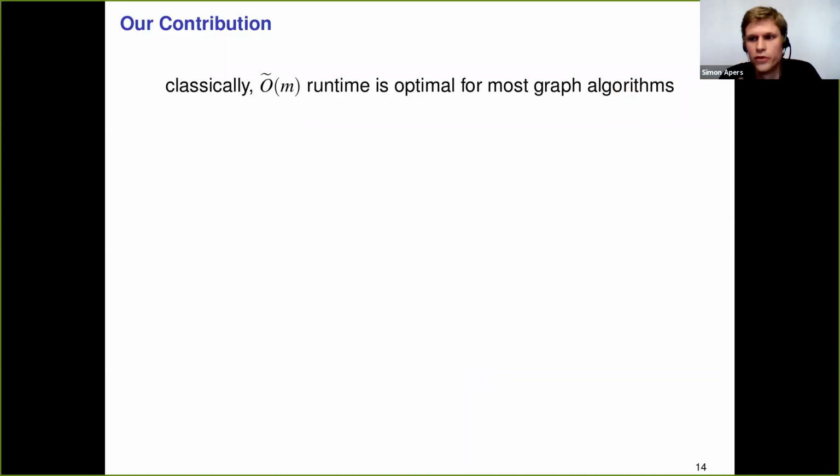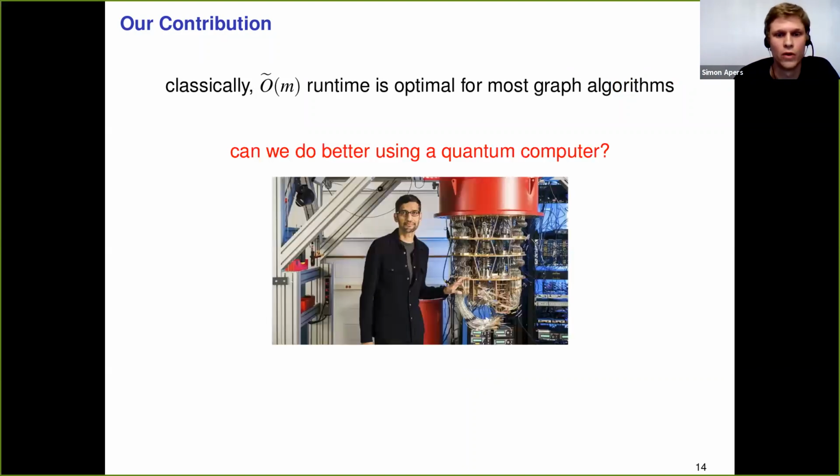Now, regarding our contribution, we first note that classically this near linear runtime is optimal for most graph algorithms. It's not all too hard to prove that basically by a search argument, you usually need to examine all edges in order to solve a certain problem. Now, the question that we addressed is, can we do better using a quantum computer, right? So that seemed like an interesting question, and that's exactly what we studied.